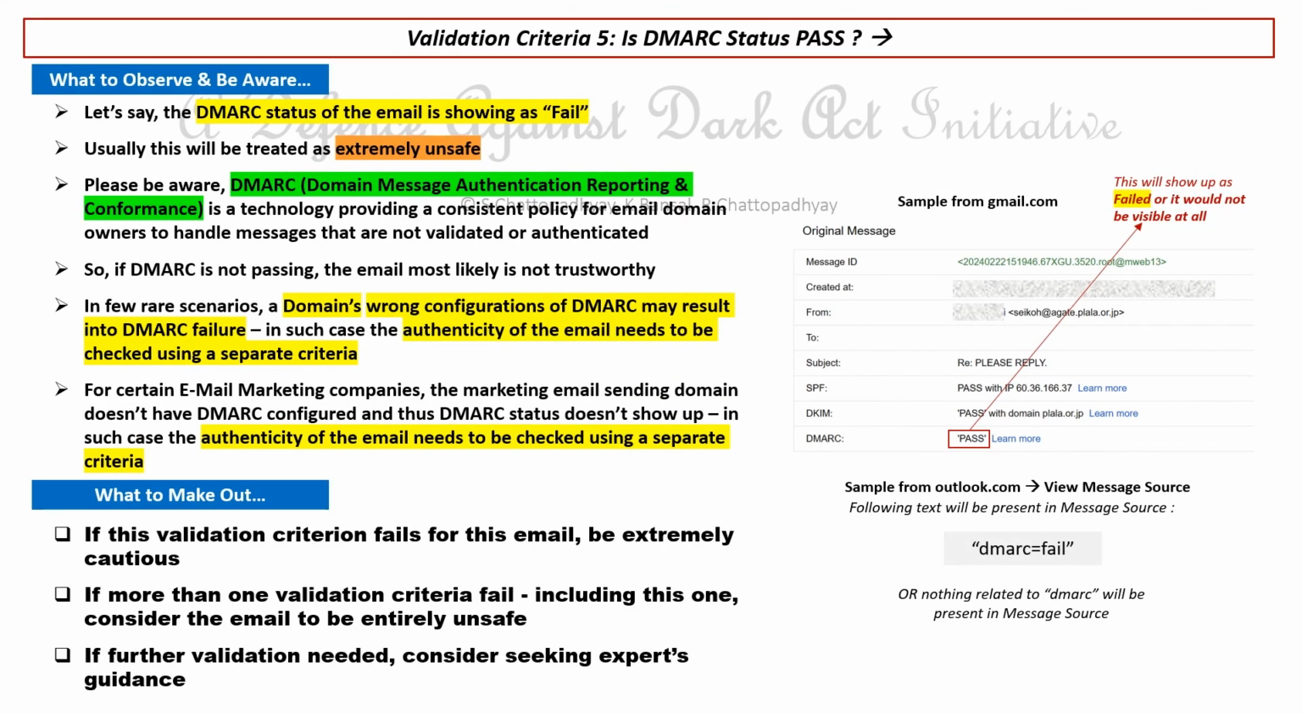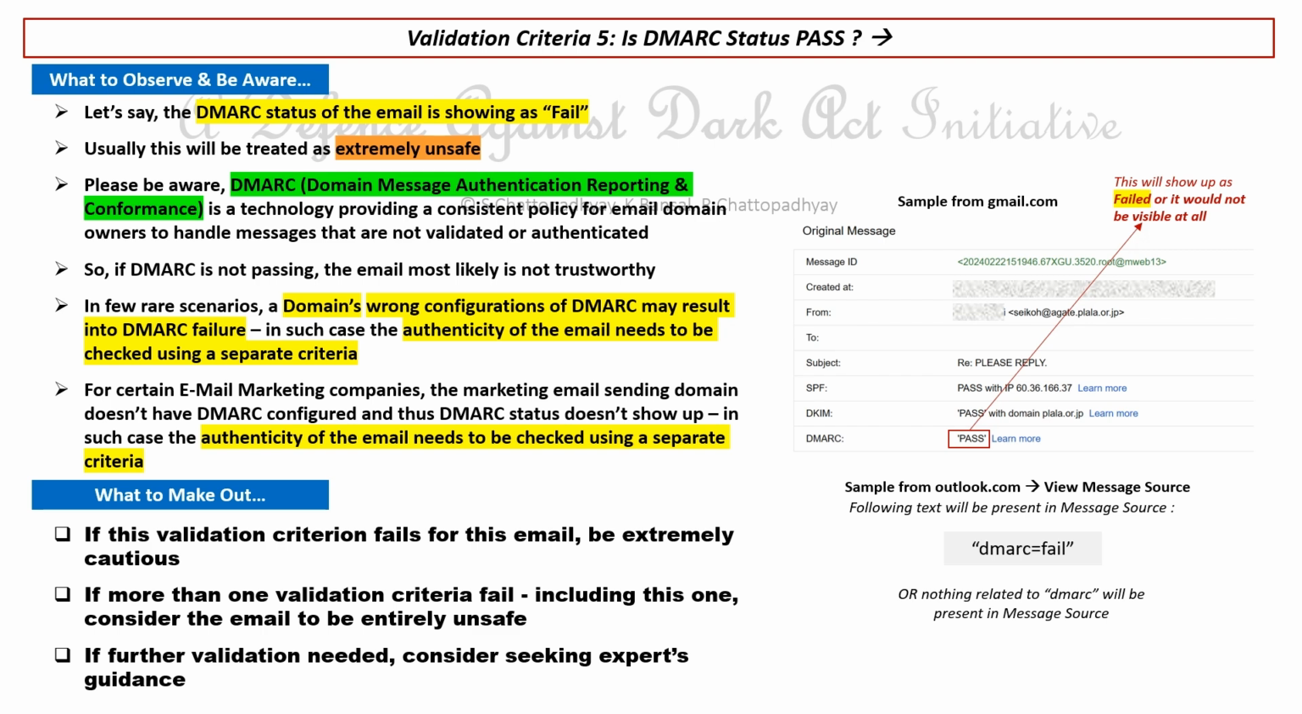Criteria 5 is about looking at another piece of header information called DMARC, which stands for Domain Message Authentication Reporting and Conformance. This technology provides a consistent policy for email domain owners to handle messages that are validated and authenticated. So again, if this is not passing, then the likelihood is high that the particular sender domain may not be trustworthy.